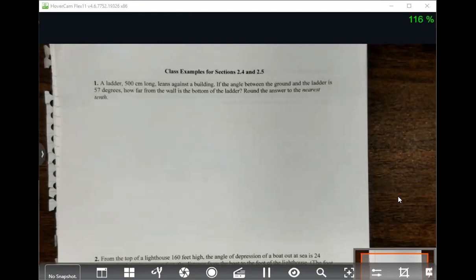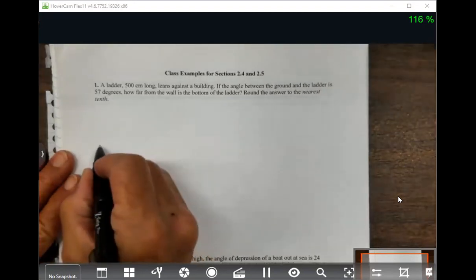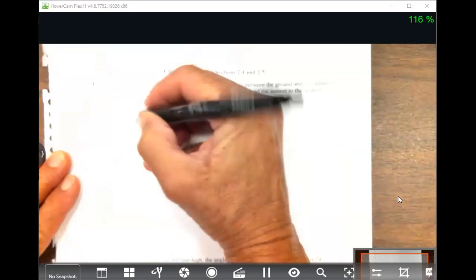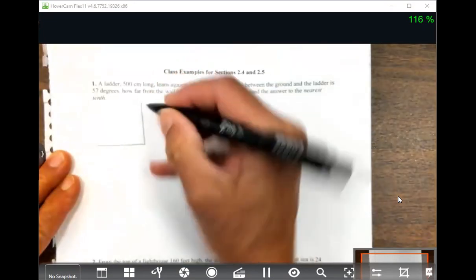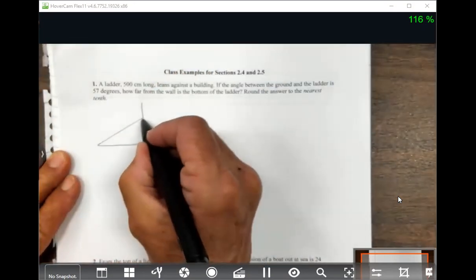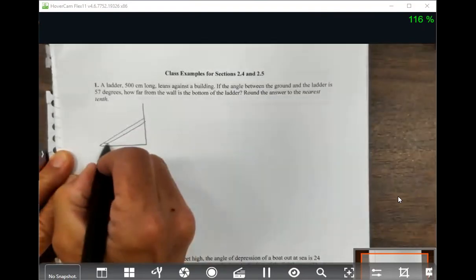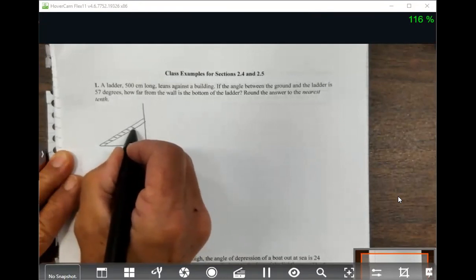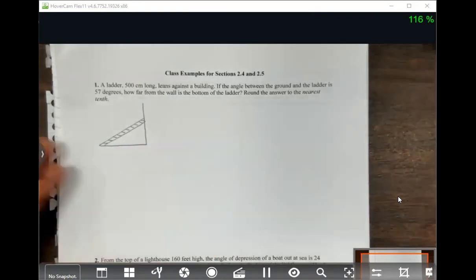All right, let's draw a picture. Draw a picture of a ladder leaning against a building in our perfect right triangle world. So here's the ground. There's the building. And here's where my artistic ability comes into play. That, boys and girls, is your ladder. It's like you're there.